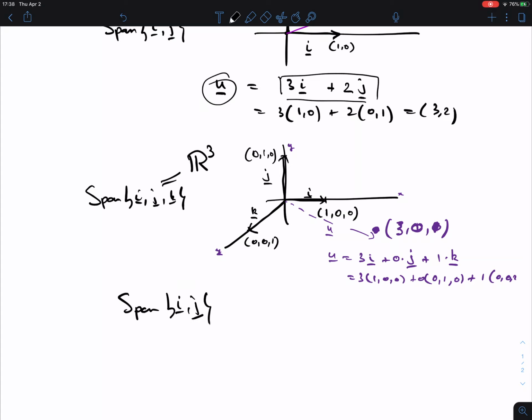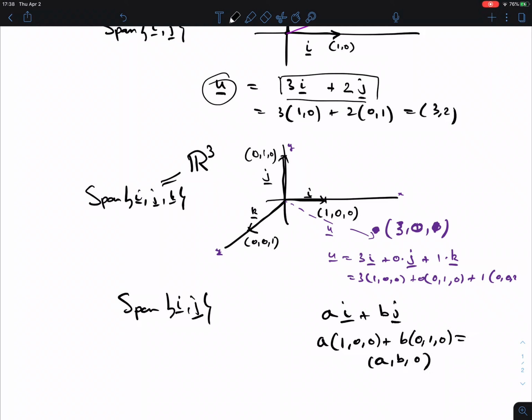Can you see what it is? Well, if we have i and j, what does an element look like? It will be A times i plus B times j, where A and B are just real numbers. So this would be A times (1, 0, 0) plus B times (0, 1, 0). That means (A, B, 0).